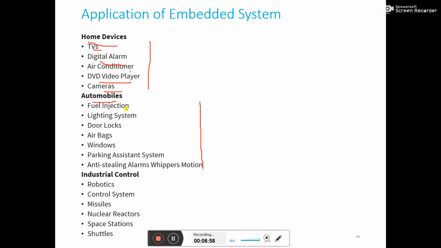Mostly the research is going on in this type of embedded system, and it has a very good market. So you students can grow your career in this area also. Here is industrial control, where you can go with robotics, motor control systems, missiles, nuclear reactors, space stations and shuttles. All these things are industrial control applications of embedded systems. Thank you for this lecture. In the next lecture we will discuss the advantages and disadvantages of the embedded system, and many more.